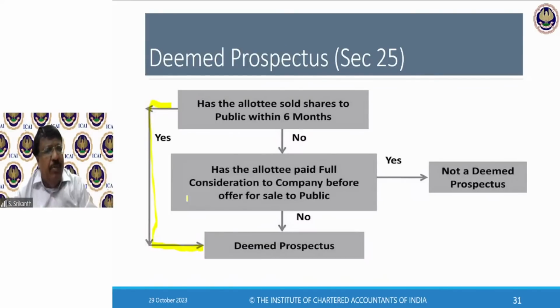10 rupees share you give me. You give me 8 rupees. I take it at 8 rupees, then I offer it to the public at 10 rupees. I get 2 rupees on it. When I offer it to the public, I make all sorts of claims. So to prevent this only, they are deemed.